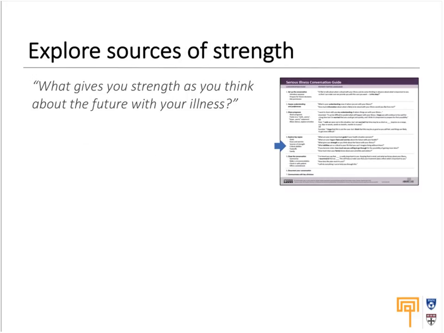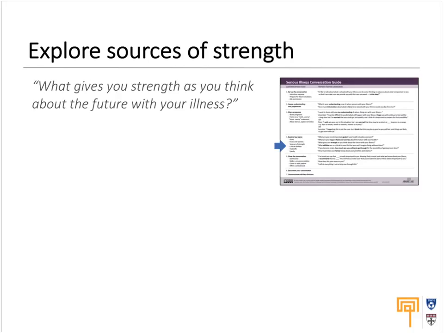So the third question is, what gives you strength as you think about the future with your illness? This question was not actually on the original guide, and Rachelle can even explain that more. The original guide, meaning what was tested at the Dana-Farber. This question was added when we did more implementation work in South Carolina, and when more people started to use it, the initial response was, there's nothing on here about God or faith, and that was true.